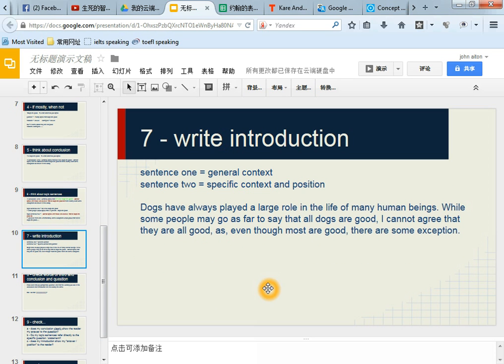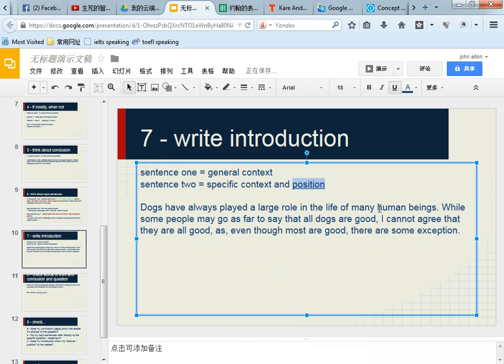Okay, after you've done the topic sentences, then you write your introduction. Generally speaking, sentence 1 is the general context, sentence 2 is the specific context and your position. So this is important to remember. Put your position in the introduction in a do you agree or disagree, or to what extent do you agree or disagree essay.